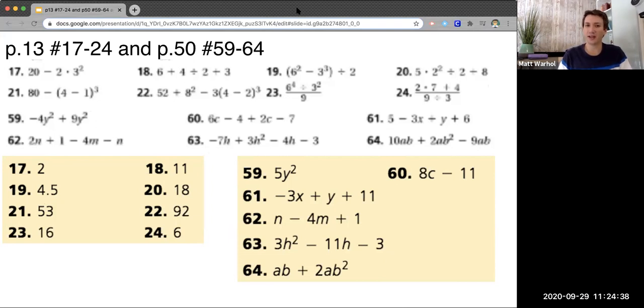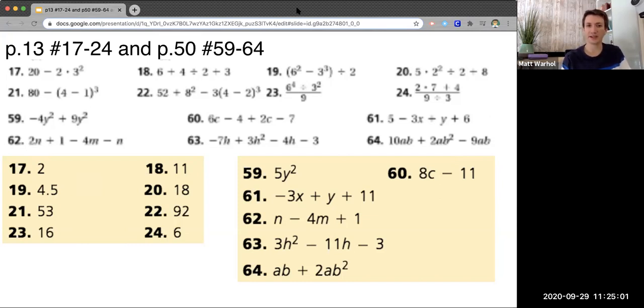Number 20, you get 18. Number 21, we get 53. Number 22, we get 92. And 23, we get 16. And 24, we get 6. A reminder, you can use calculators on any of these problems. They're totally fine now. Just watch out for those square roots. If we see any of those, we probably won't need a calculator.